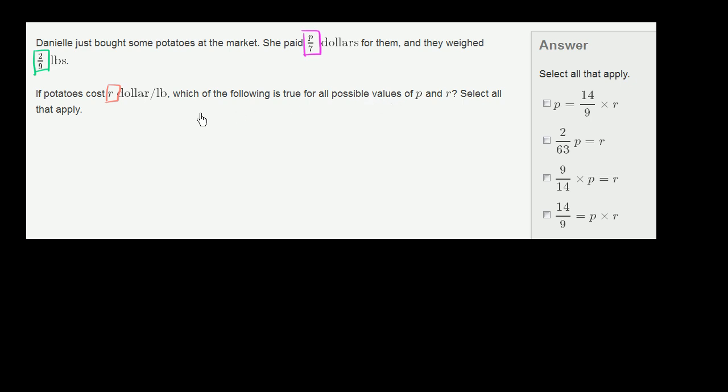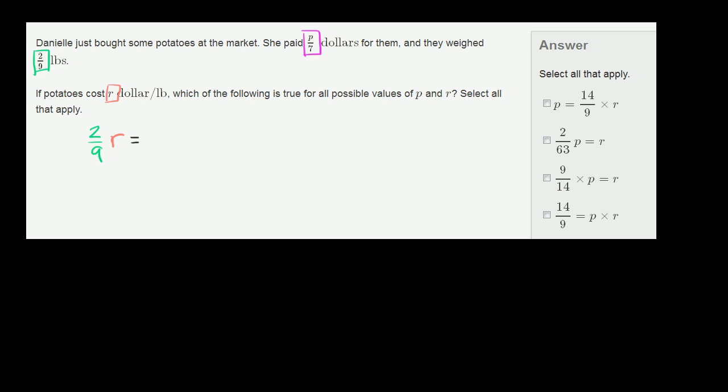So let's think about this a little bit. However many pounds I buy, if I multiply that times the dollar per pound, that's going to give me the total price that I pay. So let me just write that down. 2/9, and I could even put the units there if I want, but they don't express the units there, so I won't do that here. But if I take the number of pounds times the dollar cost per pound, that should be equal to the total amount that I paid.